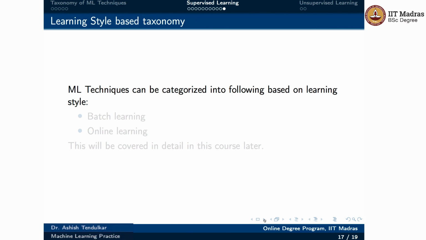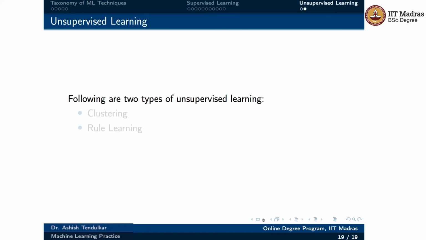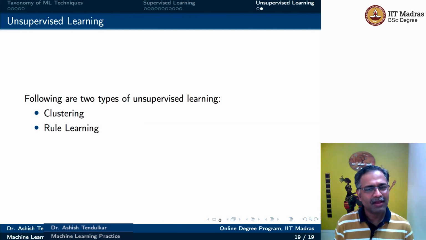Finally, we have learning style based taxonomy, and based on learning styles there are two types. One is batch learning and second is online learning. Batch learning and online learning depend on the way we run the optimization procedure, and we'll be covering them in detail later in this course. In case of unsupervised learning, where the label is not present, we have two types, clustering and rule learning, and we'll be covering clustering in detail in this course. That's it from the machine learning taxonomy.